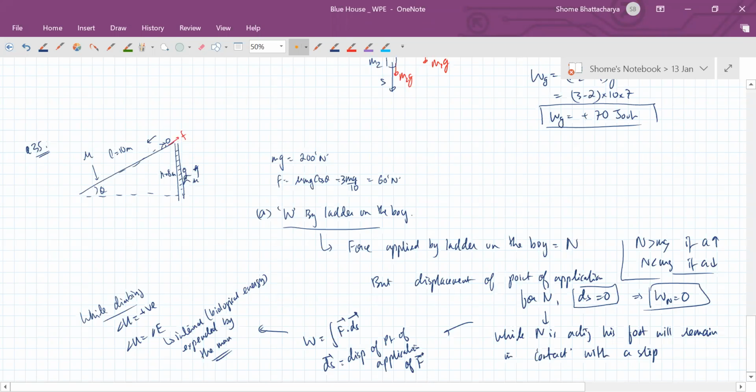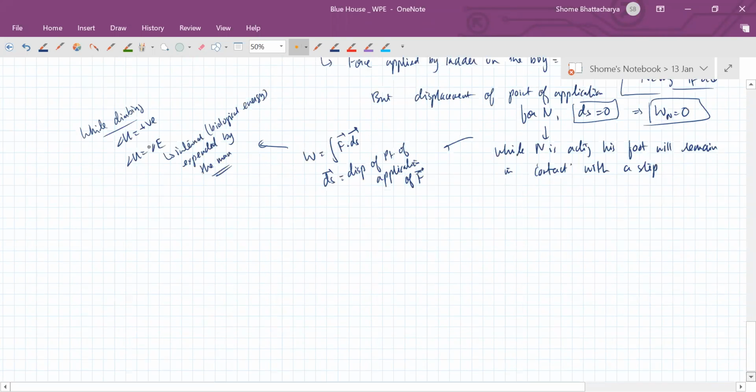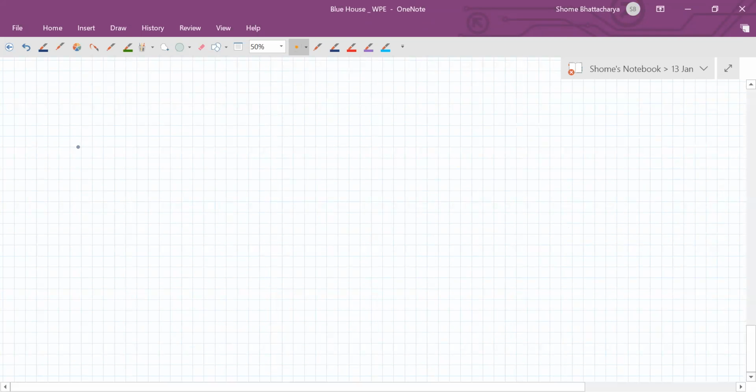Now the second part, the work done by the slide as he comes down. Now as he's sliding down, it's very easy. Just think of this as his free body diagram. As he slides down, the slide is applying what type of forces? Normal reaction and kinetic friction. So if he slides down through a displacement S, work done by normal reaction is zero. Work done by friction will be minus kinetic friction into S.